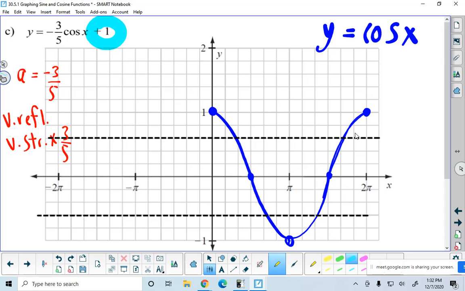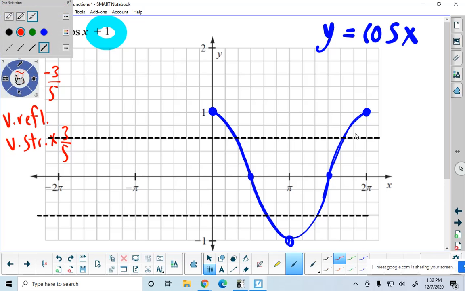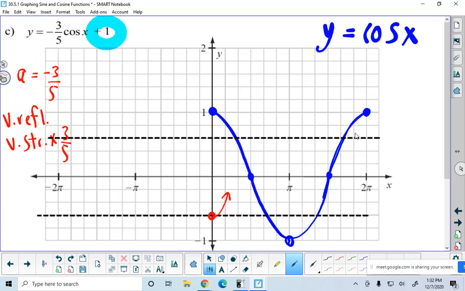So if I were to sketch y equals -3/5 cos x, what I would do is say that cosine normally starts at the top going down. But since I've reflected things, it starts at the bottom going up. And I would say it would have to go up, up, down, down over 2 pi, which would mean it has to go up to this point, up to this point, down to this point, and down to this point.